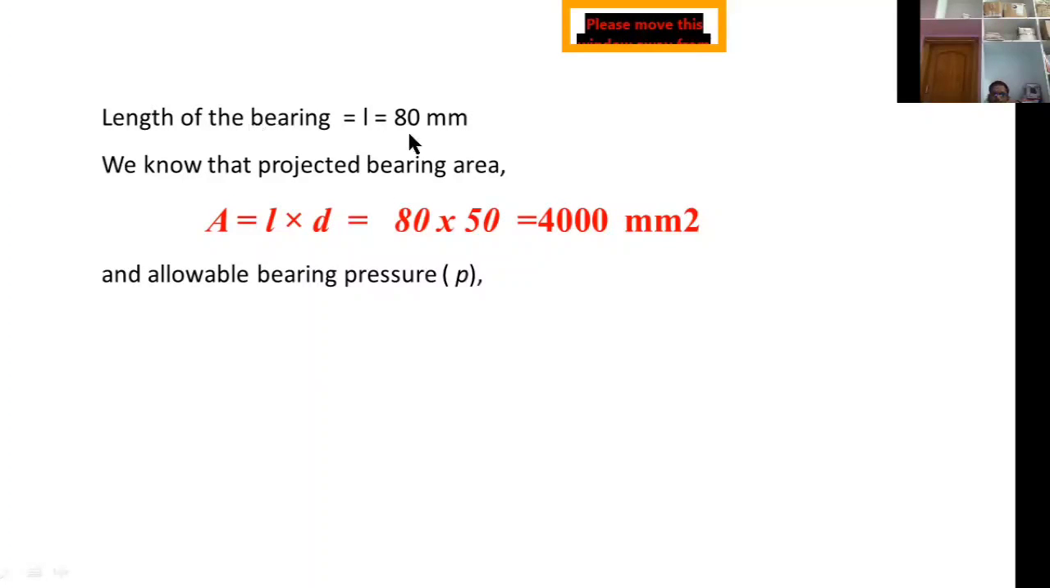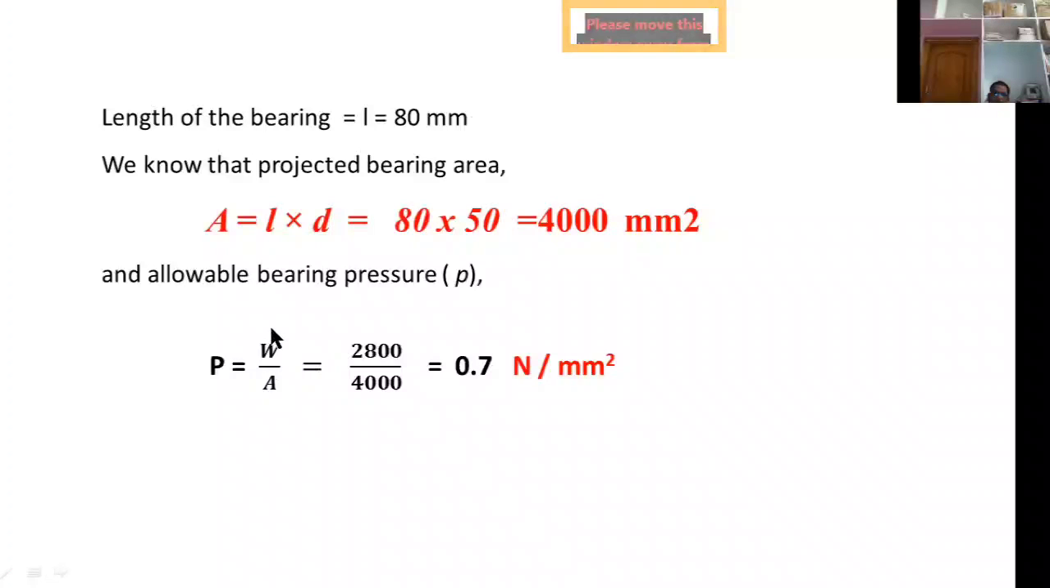By using this length you have to find the value of projected area, that is capital A equal to L into D. Diameter of the shaft also given, that is 50 mm, L equal to 80 mm. Substitute these values. Finally you got projected area of the bearing, that is capital A equal to 4000 mm square. By using this area, you have to find the value of bearing pressure. Already we know that the formula for bearing pressure P equal to load by area.